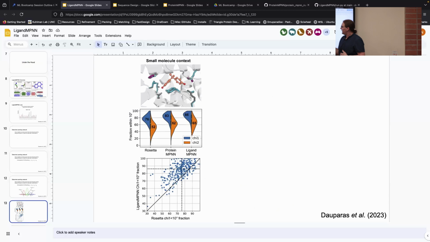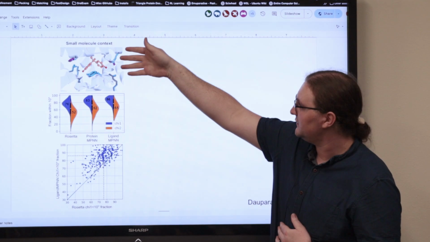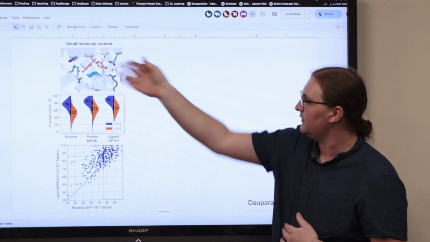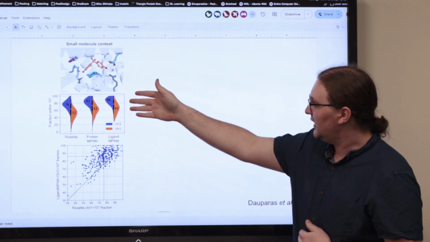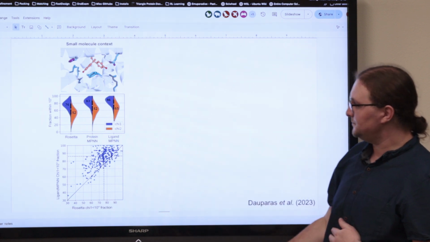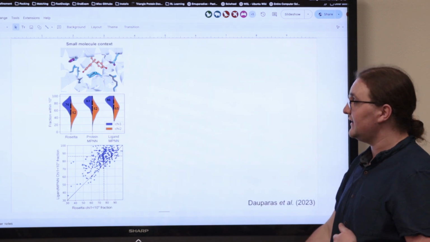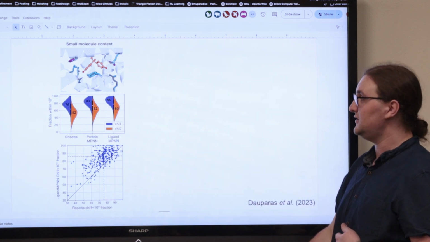Here they're just comparing some results of the sidechain packing network. So here they're comparing just the sidechain packs within small molecule context. Pretty accurate. The fraction of chi1s and chi2s within 10 degrees for each of these models.